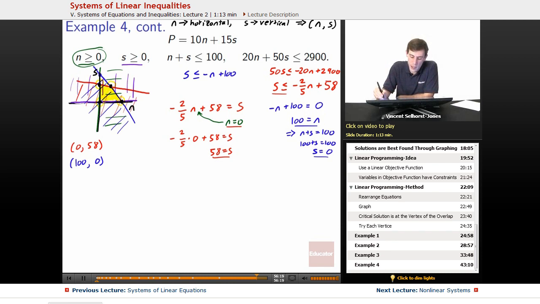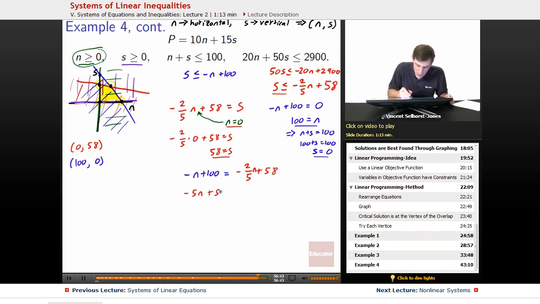Finally, we could also have the possibility where the blue and the red lines intersect. So if we had -N plus 100 equal to -2/5 N plus 58, we can multiply everything by 5 just to make it a little easier on us. -5N plus 500 equals -2N plus 290. We turn to a calculator to figure out what 58 times 5 is, and we get 290.